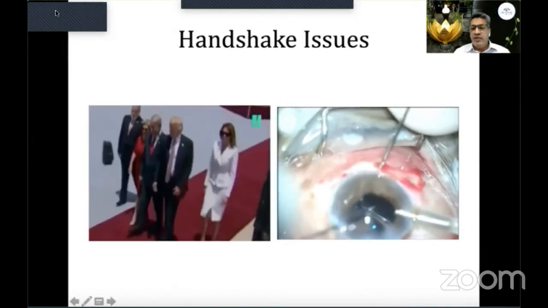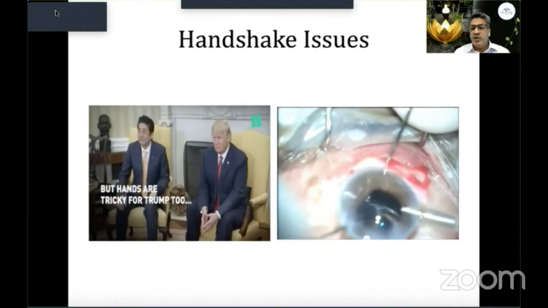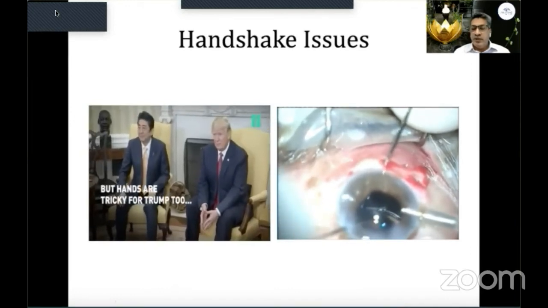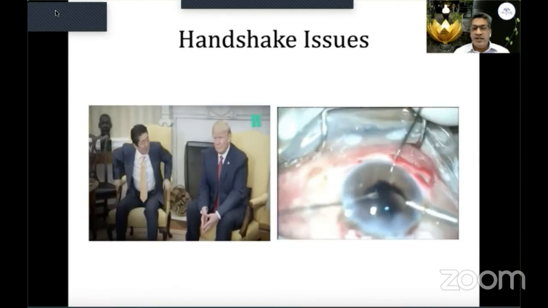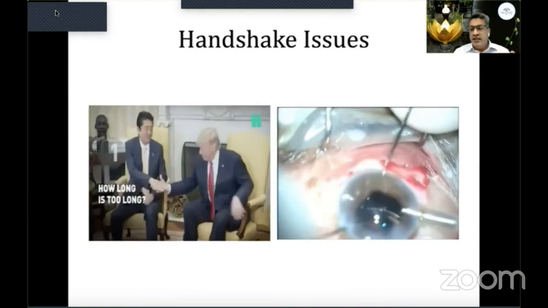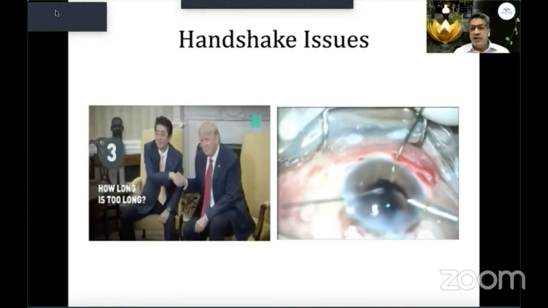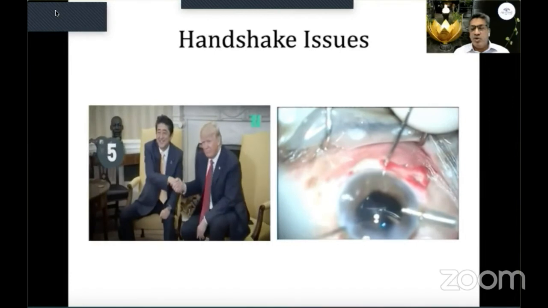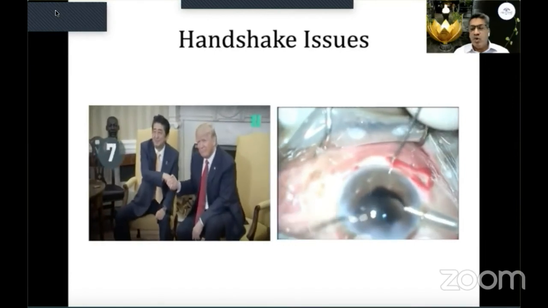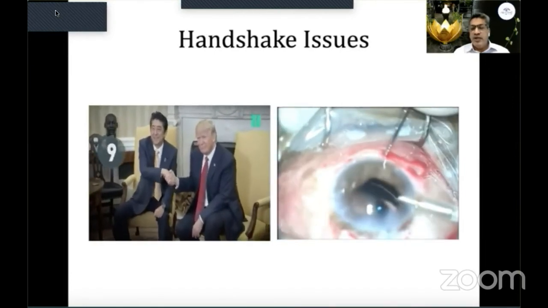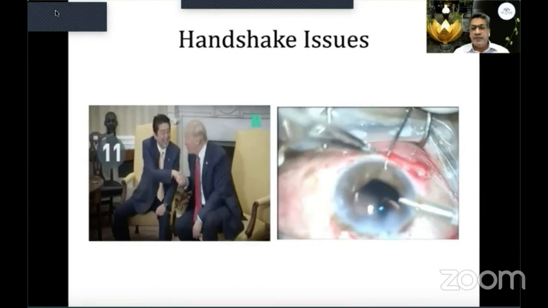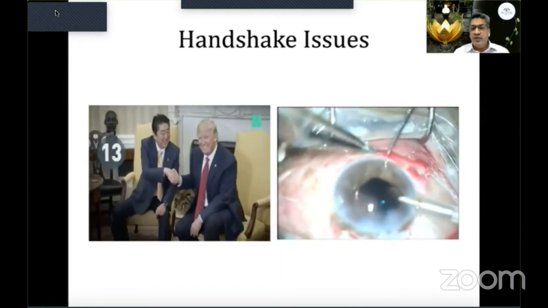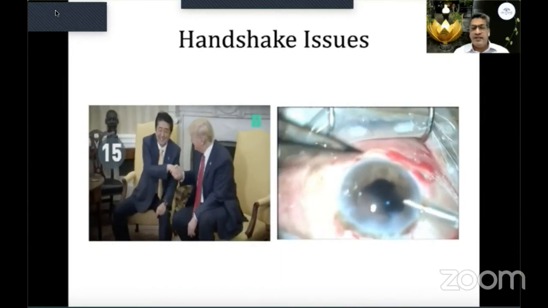So many times it can slip. You try to hold it with two of your forceps, but it can slip. So this sometimes can take a very long time for some surgeons. It can take too long to hold on to that to finally exteriorize the haptic. So these are issues with the handshake technique which still exist.